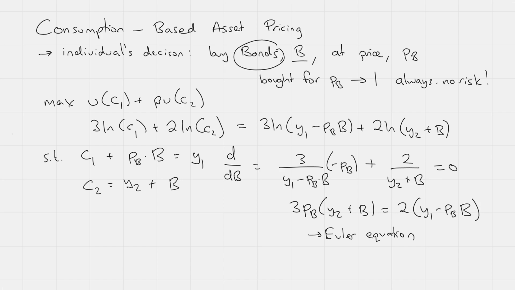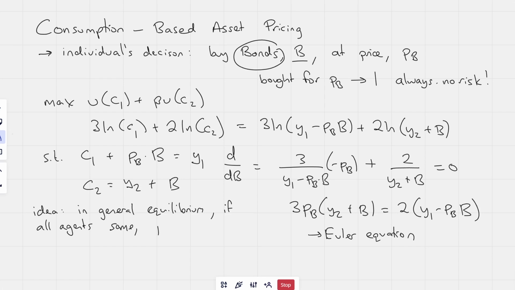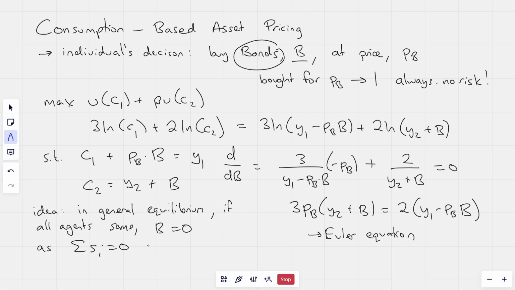So to solve now, I need to make one more conclusion. The idea here is in general equilibrium, and if all agents are the same, we must have the quantity of bonds equal to 0, right? This is like the sum of individual savings equals 0 with no assets, right?